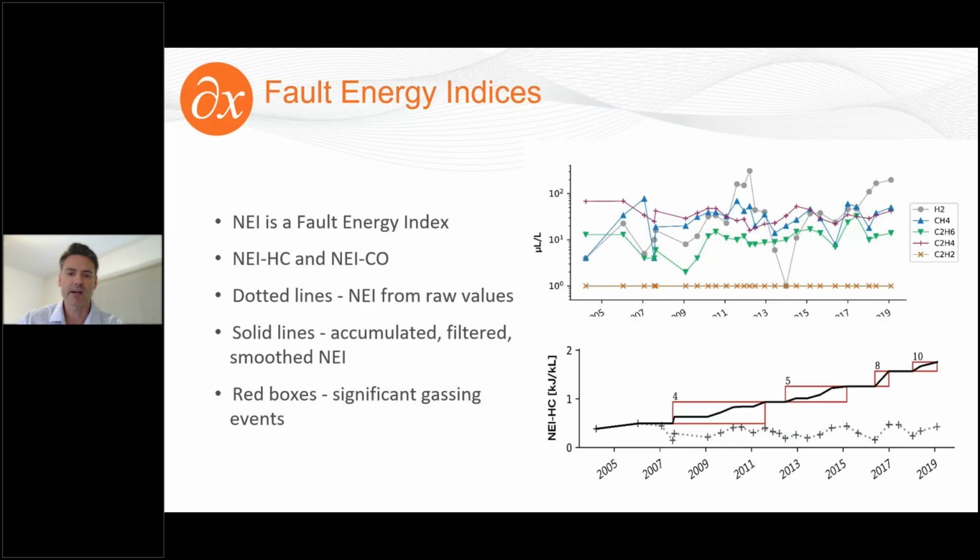The bottom right graph shows NEIHC, which impacts the oil, and the dotted line in this graph represents NEI calculated from raw values, whereas the solid line shows the accumulated, filtered, and smoothed NEI. The fault energy index shows how bad problems are, this is the rate of change, and when chronologically they occurred. Significant gas events are shown with the red boxes, and this will become important when we look at the case studies. The introduction of the fault energy indices to solve difficulties with conventional DGA was a major advancement in DGA interpretation.